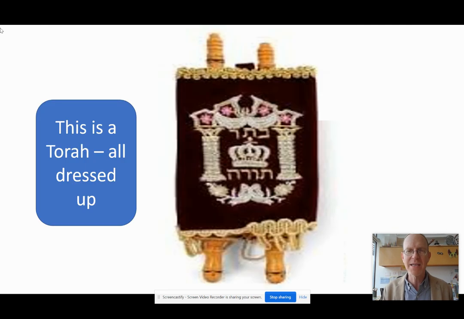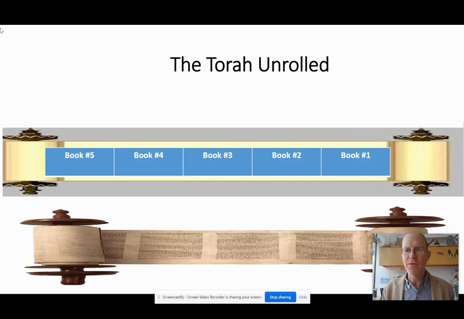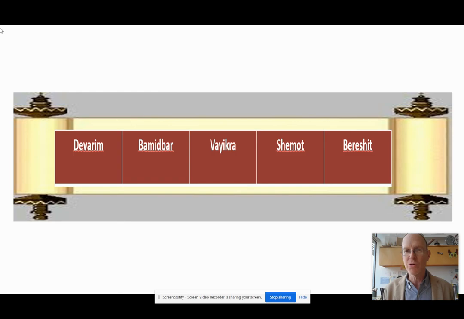So first of all, here is a picture of a Torah all dressed up. And here is an unrolled Torah. So that unrolled Torah has 5 different books in it. And those books have different names: Bereshit, Shemot, Vayikra, Bamidbar, Devarim.